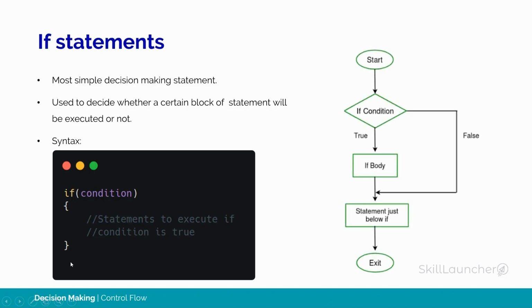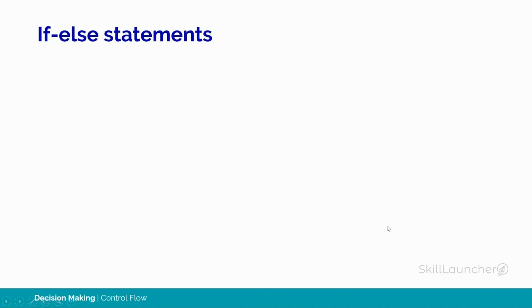Let us see the flowchart. Here, if the if condition happens to be true, then the if body gets executed. But if the condition happens to be false, then it bypasses the body and directly executes the statement below the if. The second type is the if-else statement. The if statement alone tells us that if a condition is true, it will execute a block of statements, and if the condition is false, it won't. But what if we want to do something else if the condition is false?